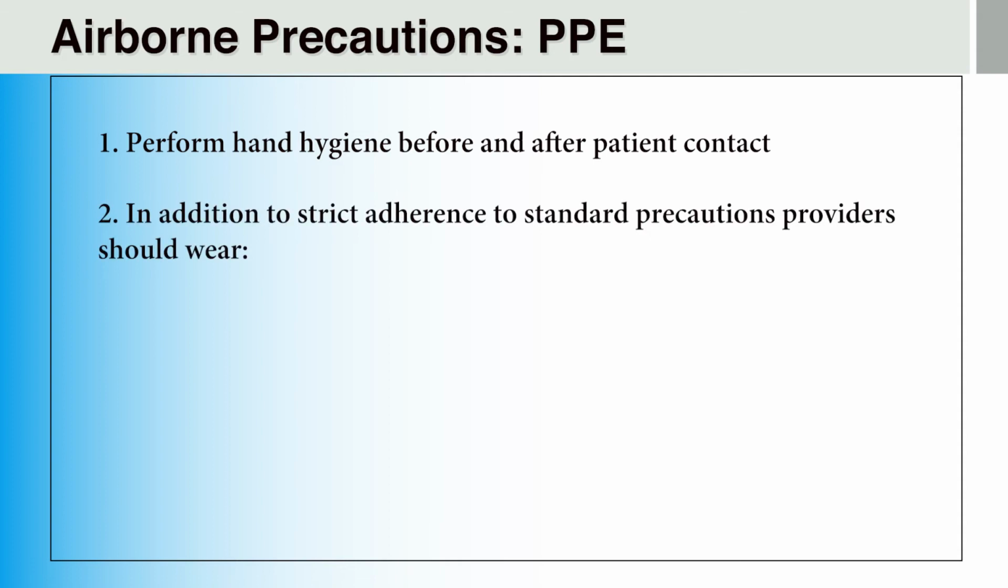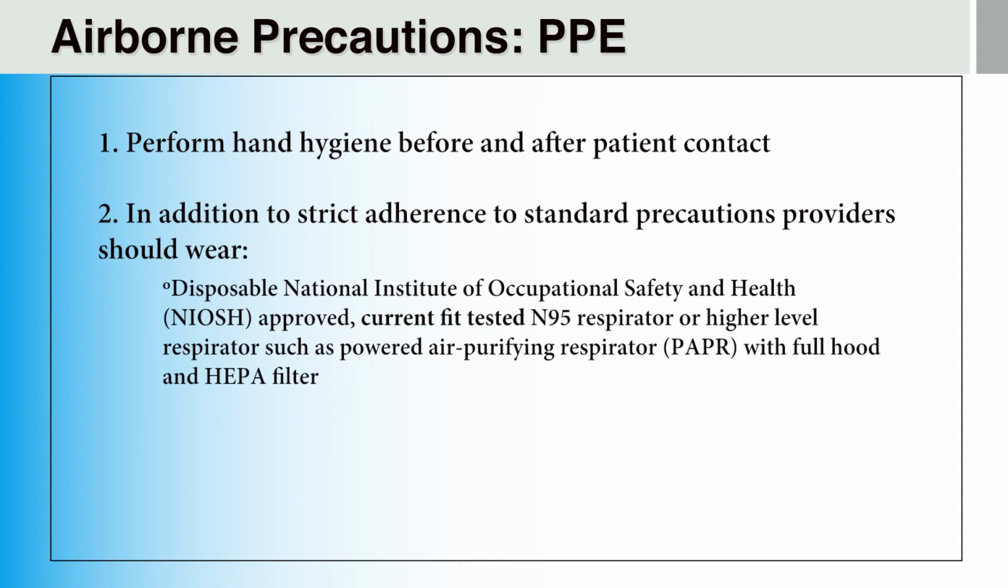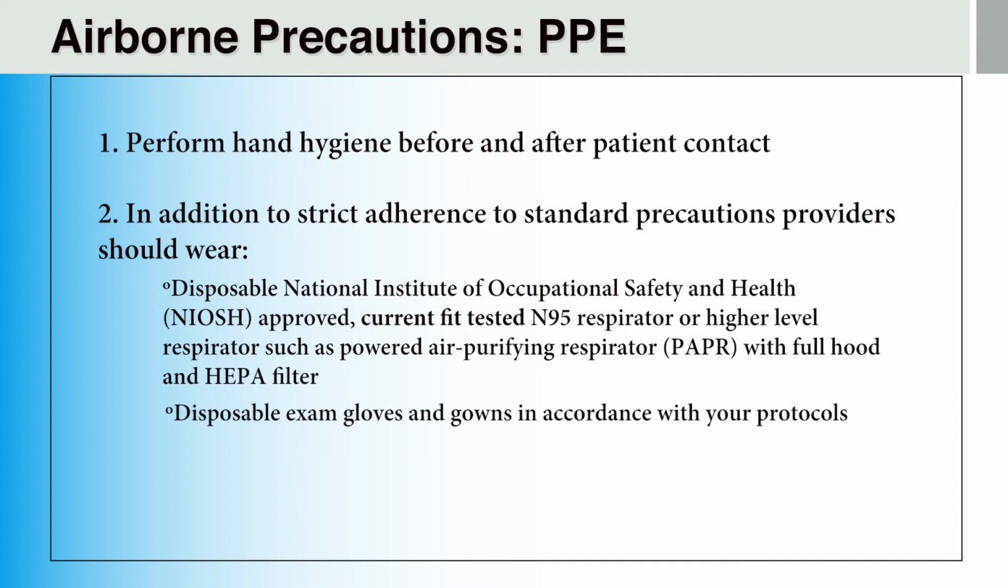In addition to eye protection, gloves, and gowns, providers should wear an N95 fit-tested respirator or powered air purifying respirator called a PAPR with a full hood and HEPA filter. Providers' self-assessment of protective equipment is an important part of infection control in the pre-hospital environment. Providers should be appropriately fit-tested for their N95 mask on a yearly basis, be up to date on vaccinations, and have appropriately sized gloves and gowns ready for use when needed.